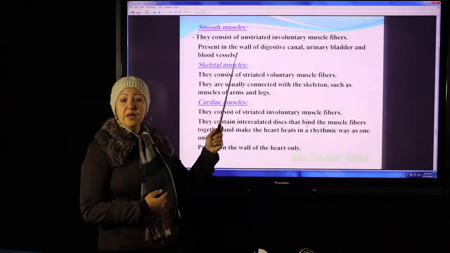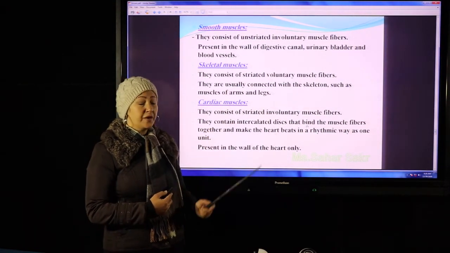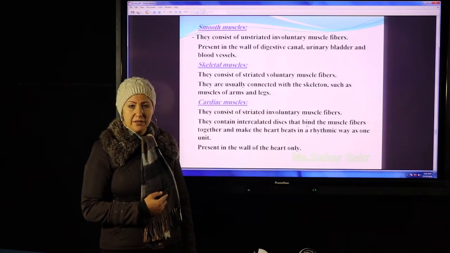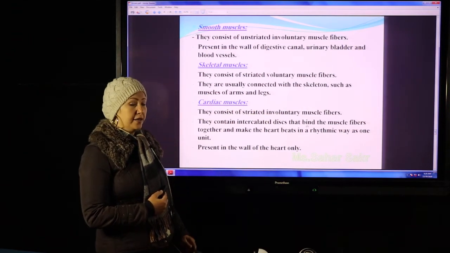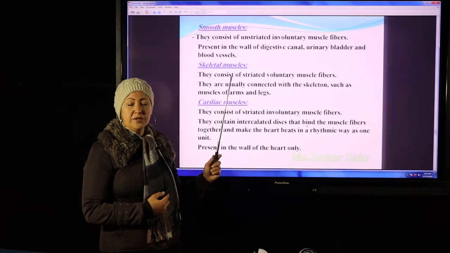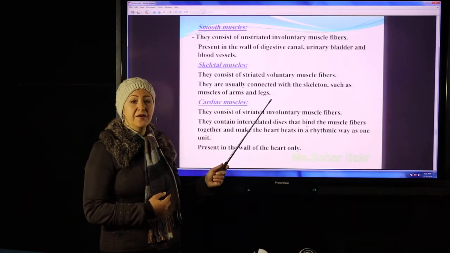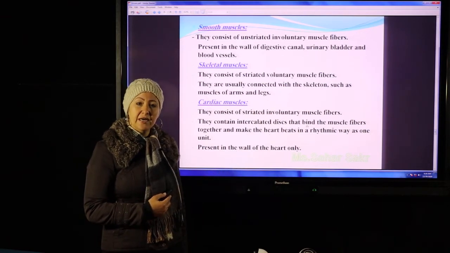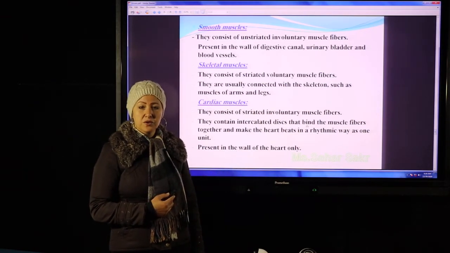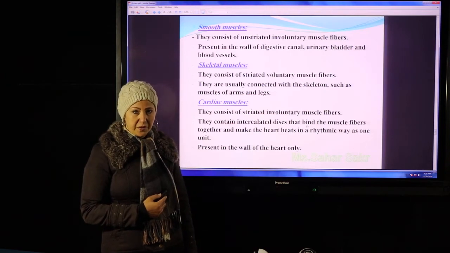They consist of unstriated involuntary muscle fibers. Unstriated means they don't contain actin or myosin protein. Involuntary because they contract and relax without the control of your body, not under the control of your body.